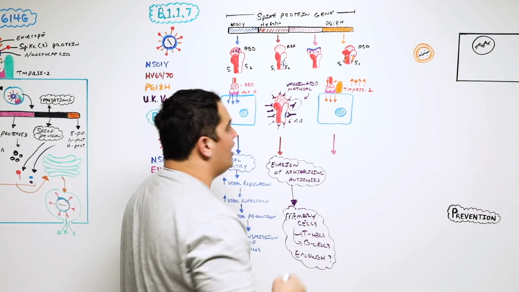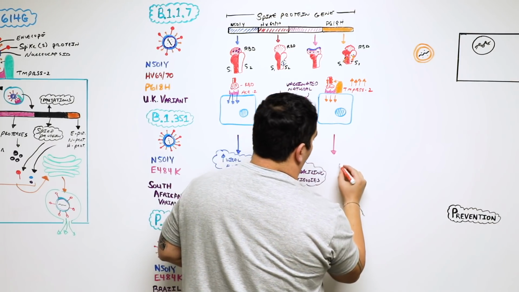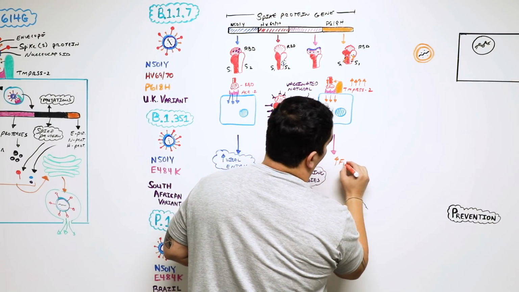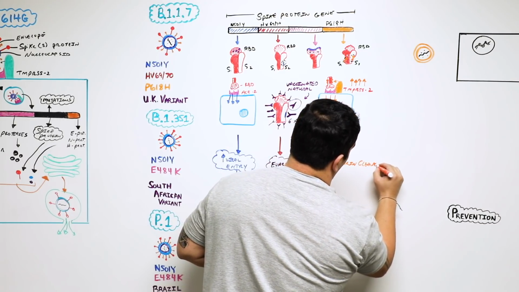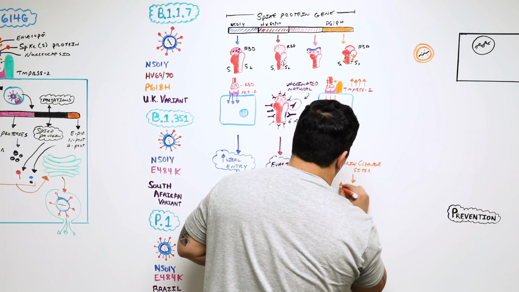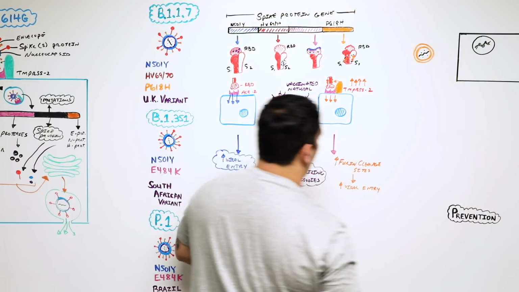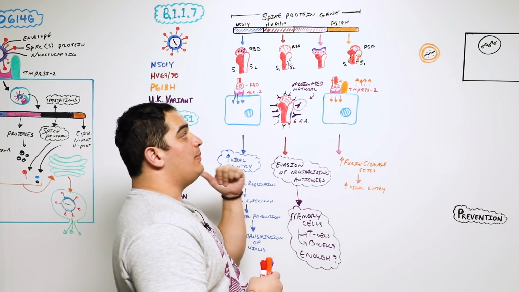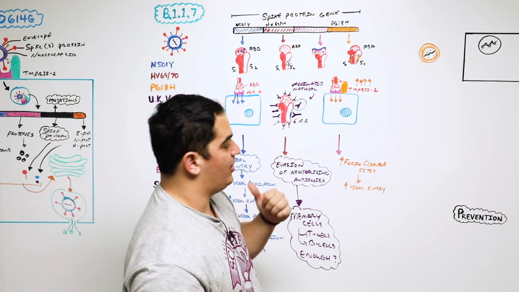So the concern here with this mutation is that this may increase the cleavage activity, so it increases what's called furin cleavage sites. And the concern with that is that it's going to increase viral entry into the cell. I want to talk about this last mutation that we only see in the South African and the Brazil variant.